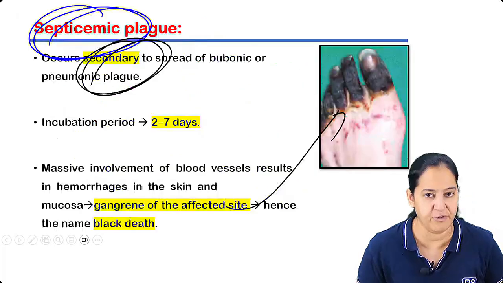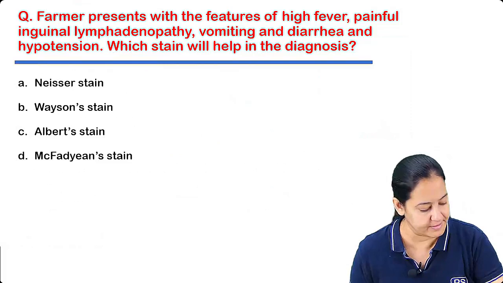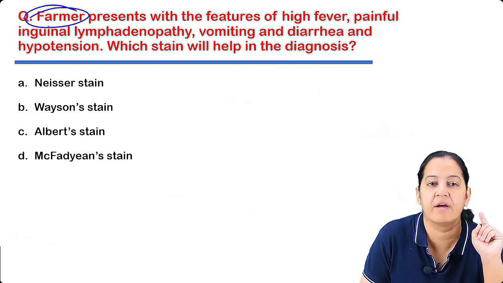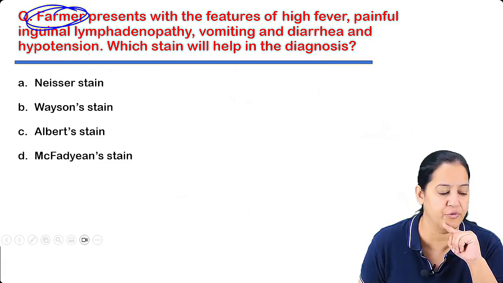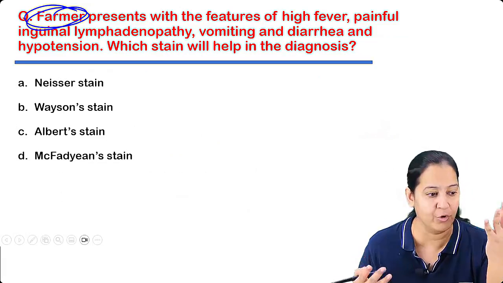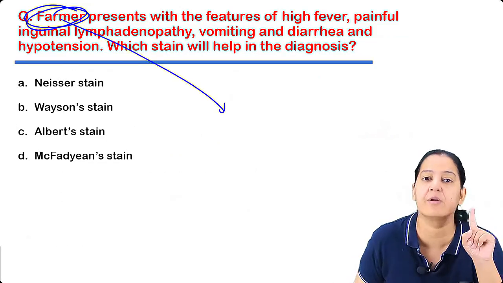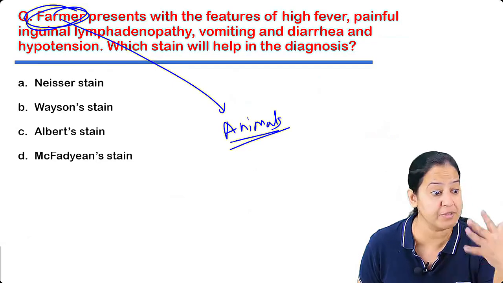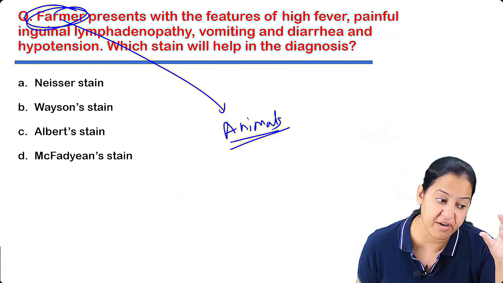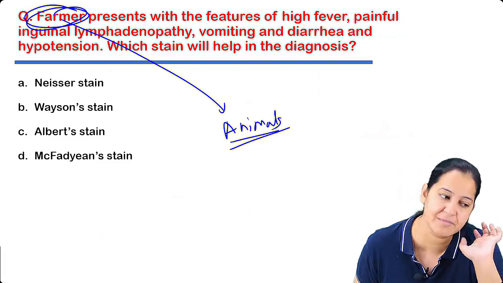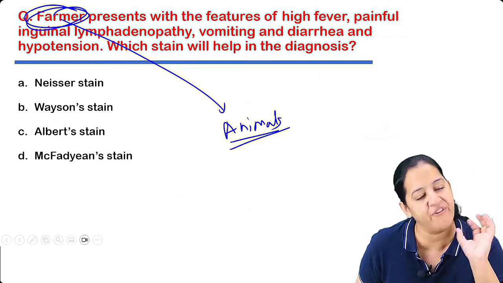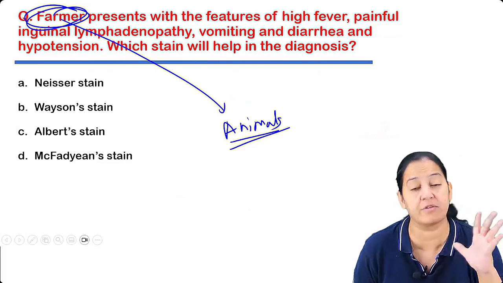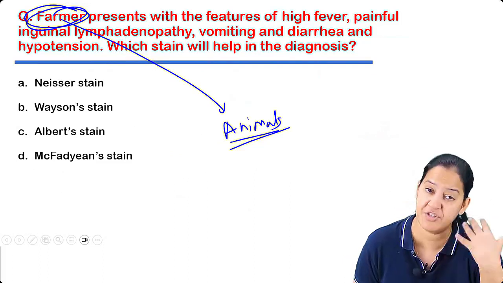Do you have any confusion? Now read the question and tell me the answer. Now there is a farmer. Farmer is always a clue for you. You people read the question and don't take the clue. The word farmer means the farmer is in close contact with animals. So they are talking about some zoonotic disease. Whenever you see farmer in your question, always think about a zoonotic disease, one in which animals are involved.